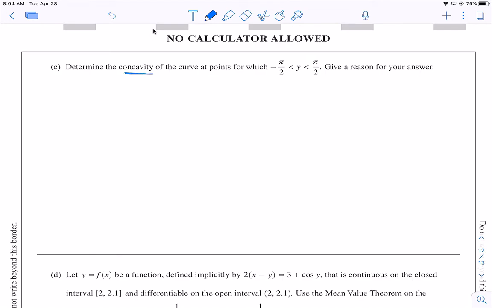So concavity means we need the second derivative. We need to determine if the second derivative is positive or negative. So that's what we're looking for. So I'm going to start with dy dx, and again, it's good that they gave us what dy dx is. So they told us dy dx is this.